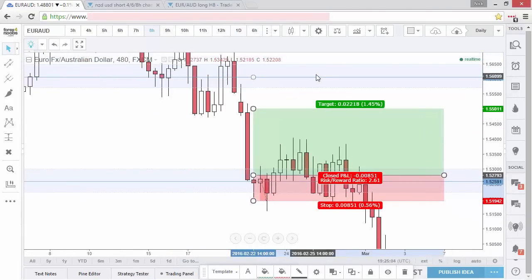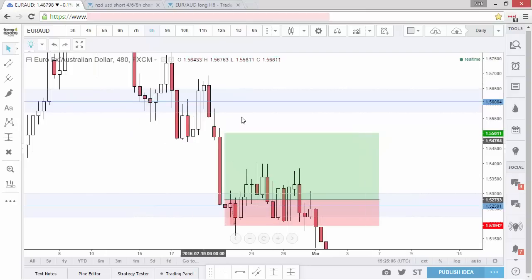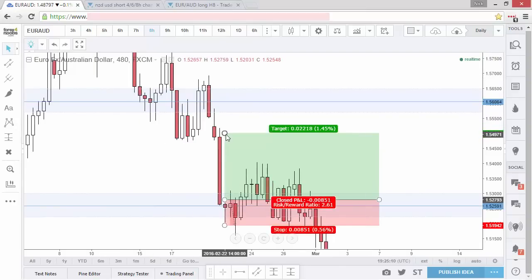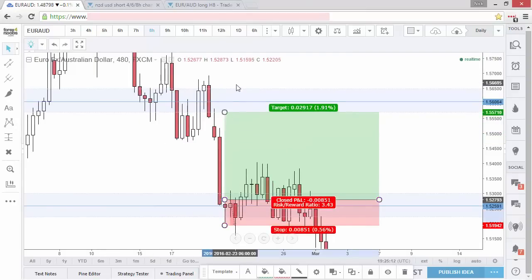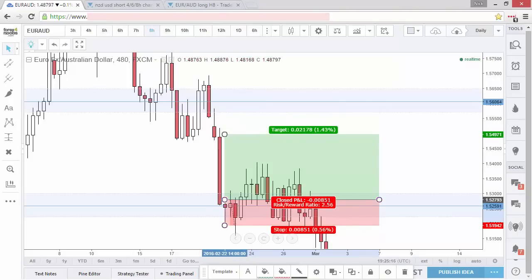Now, this is an interesting example also because you're going to say, hey Nick, why would the target be here as opposed to here at the next resistance area? The target would have been here because of something that I call minor support resistance. Now, minor support resistance is something that I try not to worry about too much anymore. For the most part, I kind of ignore minor support resistance.